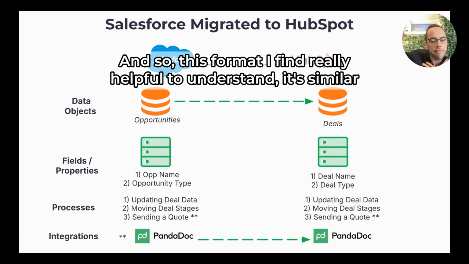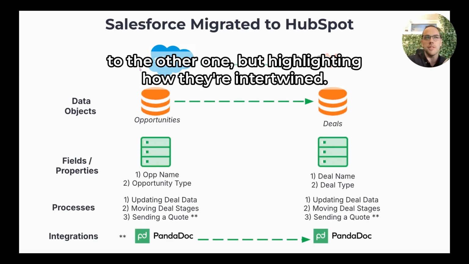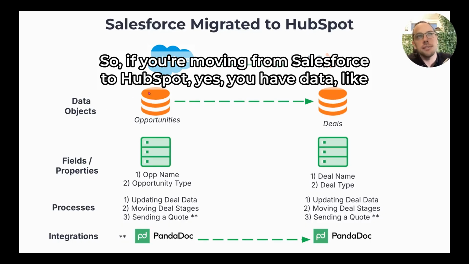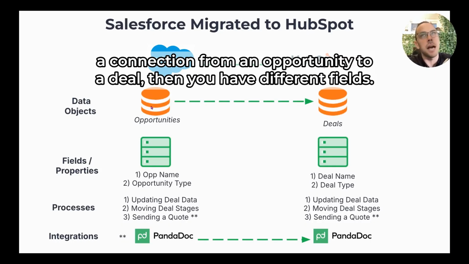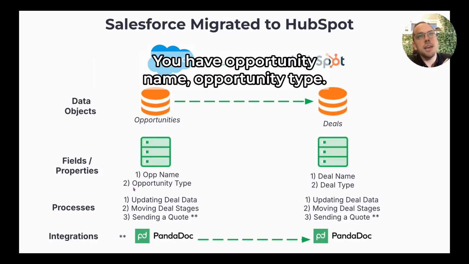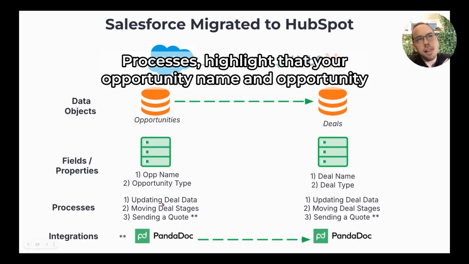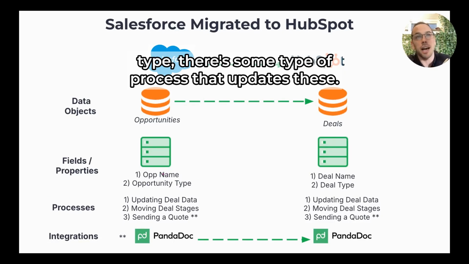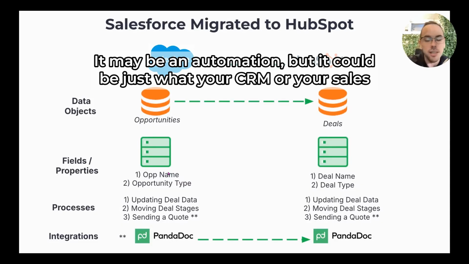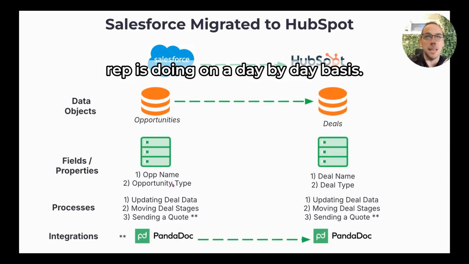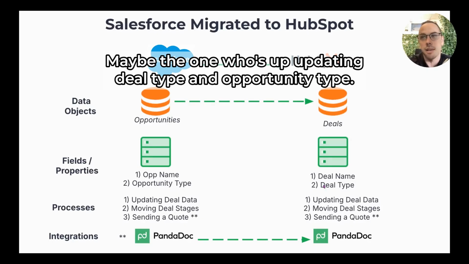And so this format I find really helpful to understand. It's similar to the other one, but highlighting how they're intertwined. So if you're moving from Salesforce to HubSpot, yes, you have data, like a connection from an opportunity to a deal. Then you have different fields. You have opportunity name, opportunity type, those map to different field names. Processes highlight that for your opportunity name and opportunity type, there's some type of process that updates these. It may be an automation, but it could be just what your CRM or your sales rep is doing on a day-to-day basis. Maybe they're the one updating deal type and opportunity type.